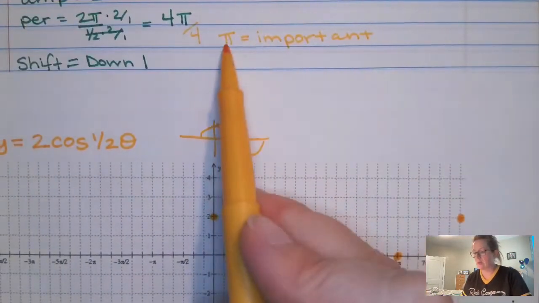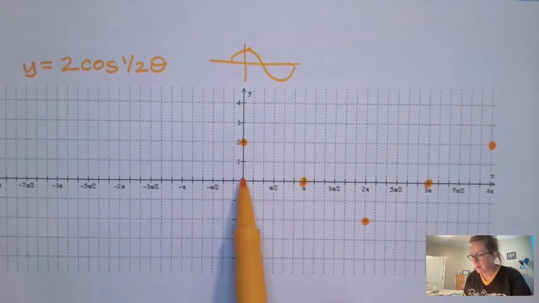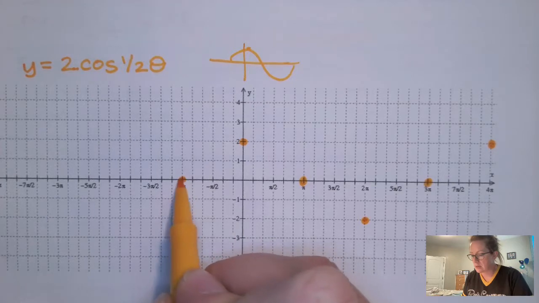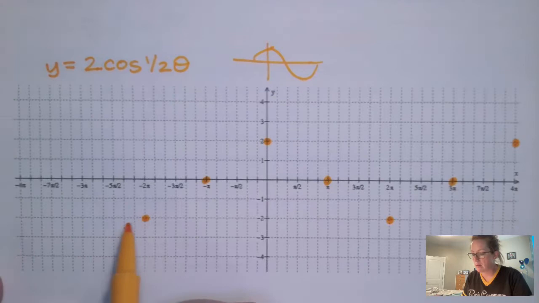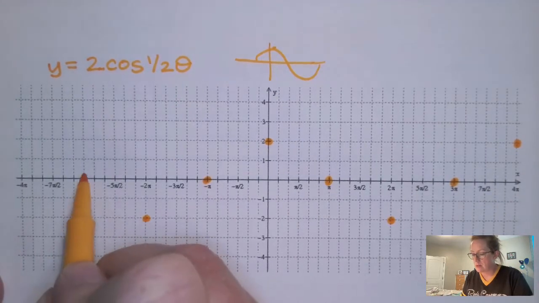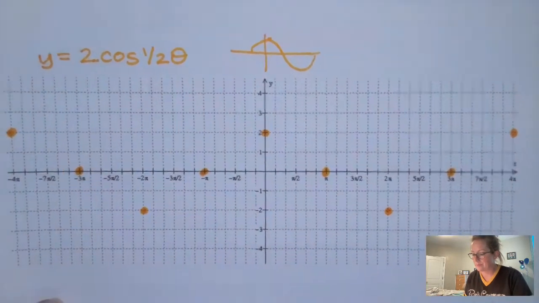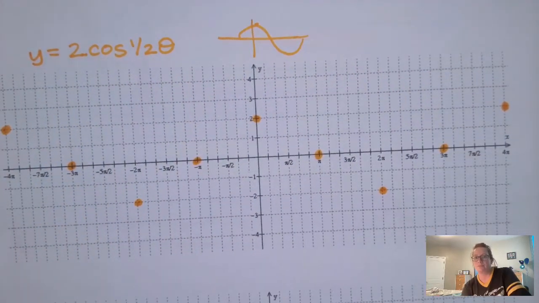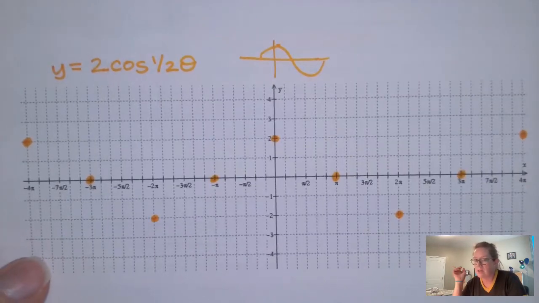So we said something important every pi. Yep, every pi something's happening. Same thing, let's do this. So that was our high, so we want to do our center, our low, our center, and our high. Okay, and then we need to shift all of these guys down 1.